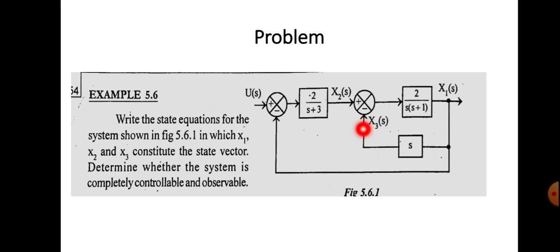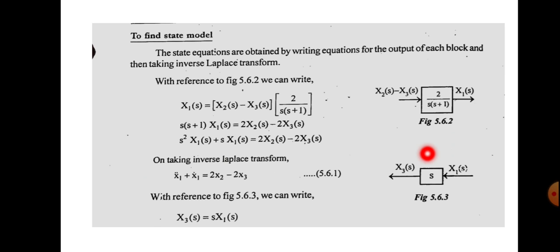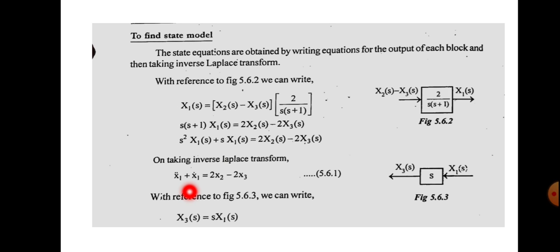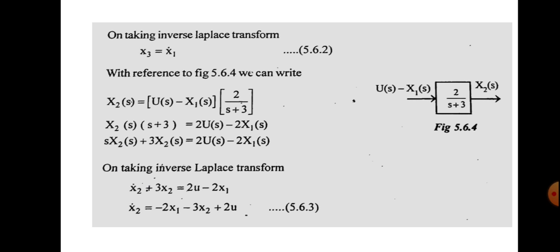What is x3 of s? x3 of s is obtained by s multiplied by x1 of s, that is drawn here. x3 of s is equal to s multiplied by x1 of s. Okay, here also you have to find out the inverse Laplace transform equation in order to write the time domain equations. You can directly write here, that is inverse Laplace transform of x3 of s is equal to simply x3. Inverse Laplace transform of s into x1 of s is x1 dot. Okay, so that is your second equation, that is notated as 562.